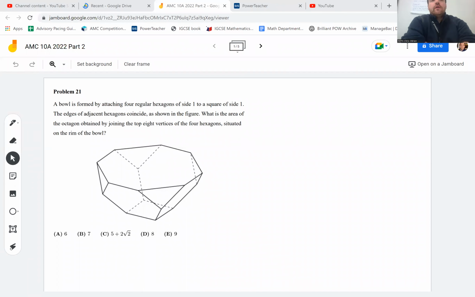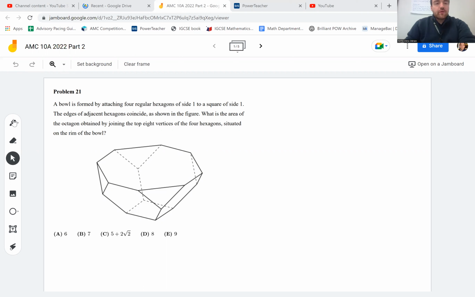Hey guys, welcome back. Looking at AMC 10A 2022, problem number 21, which really is not that bad, depending on how you look at it. It's definitely a question where seeing it in a particular way makes it not nearly as hard.